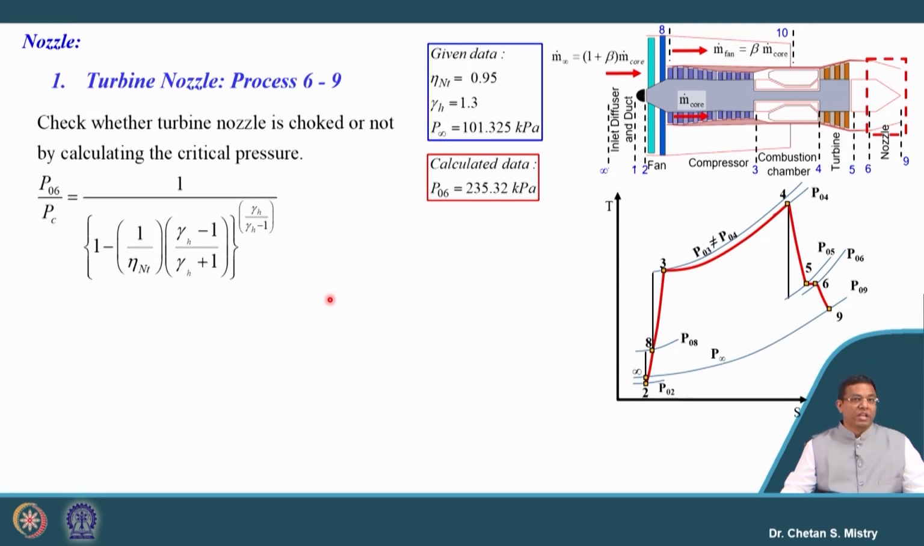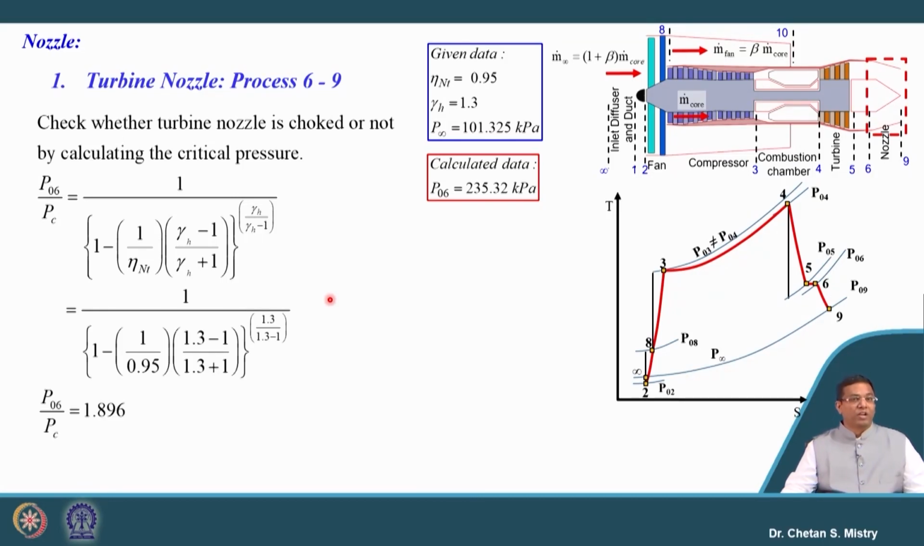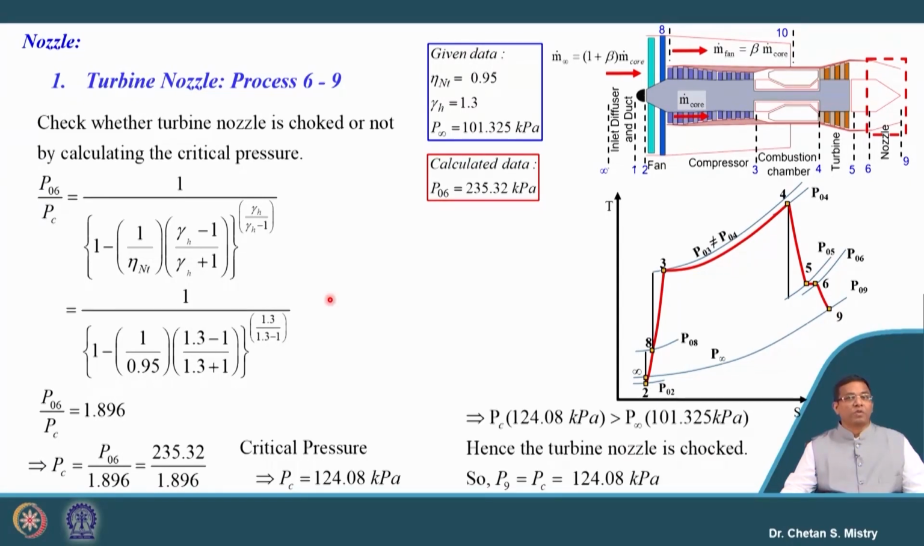So, very first thing again here we will be calculating is our critical pressure ratio. Since my nozzle efficiency is given, that is 95%, let us put that number and try to calculate what will be our critical pressure. So, when we put these numbers, critical pressure is coming to be 124.08 kilopascal. Now, what is our atmospheric pressure? Our atmospheric pressure is 101.325 kilopascal. So, you can say here my critical pressure is greater than that of atmospheric pressure.